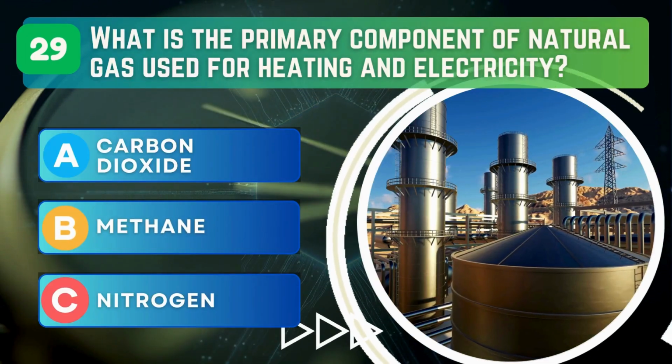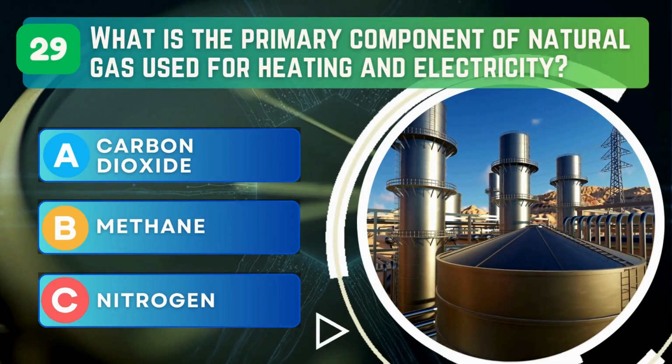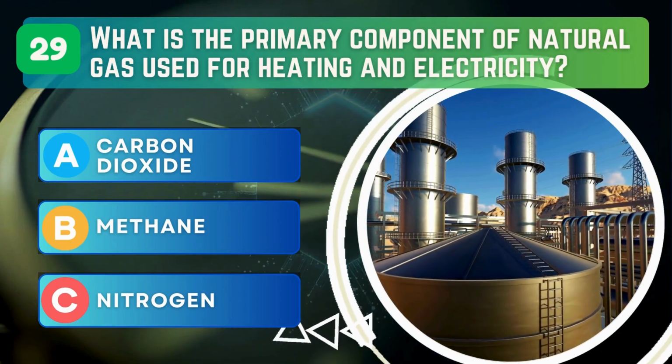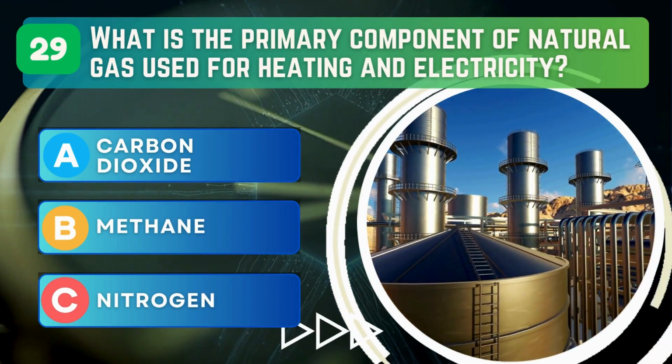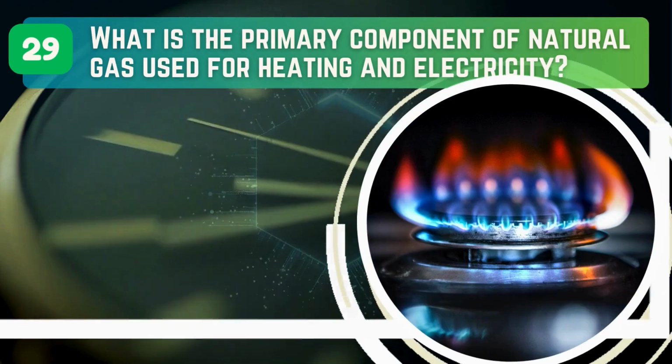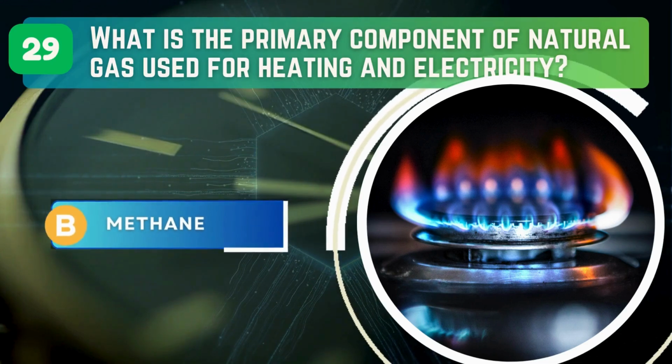What is the primary component of natural gas used for heating and electricity? Methane.